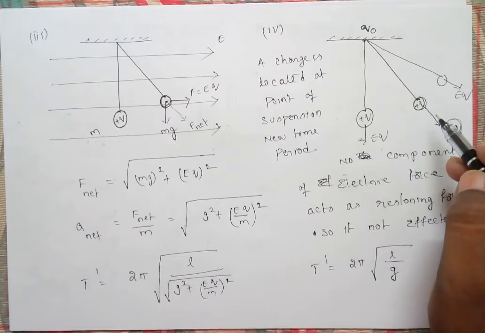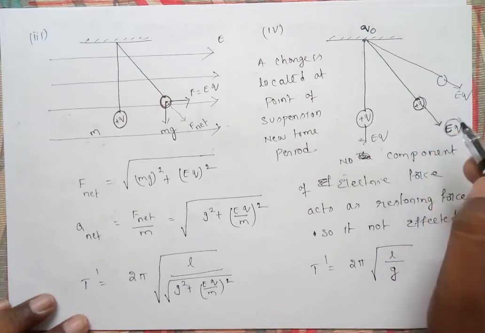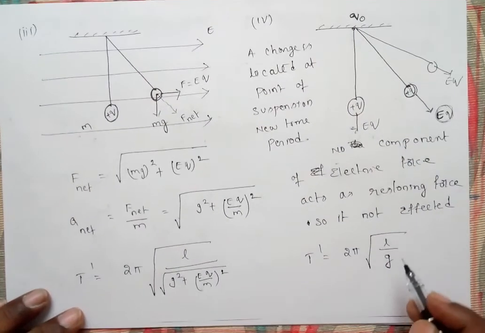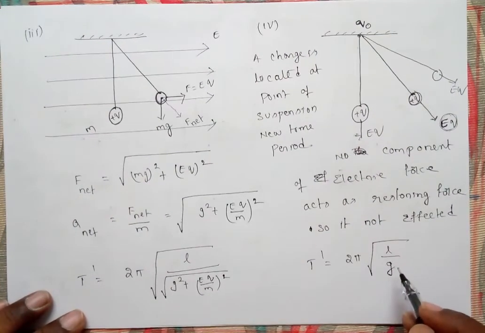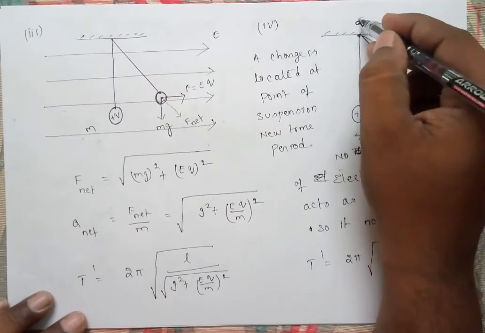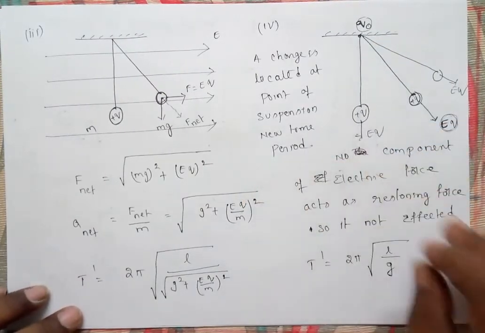So the time period is not affected; it is influenced only by gravitational acceleration. It is not influenced by the electric force. That's why the time period remains the same. So when this remains the same, in the sense that at the point of suspension, if any charge is located, this is the thing you can understand.